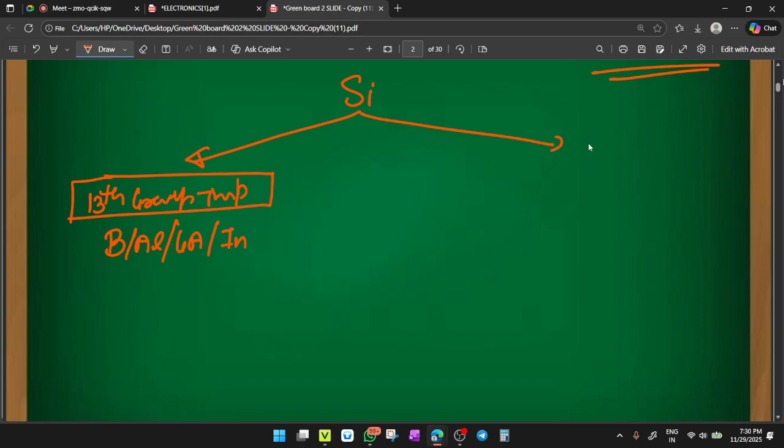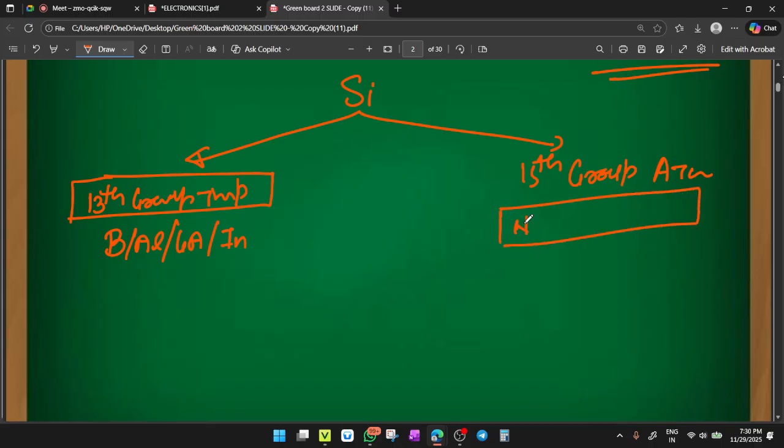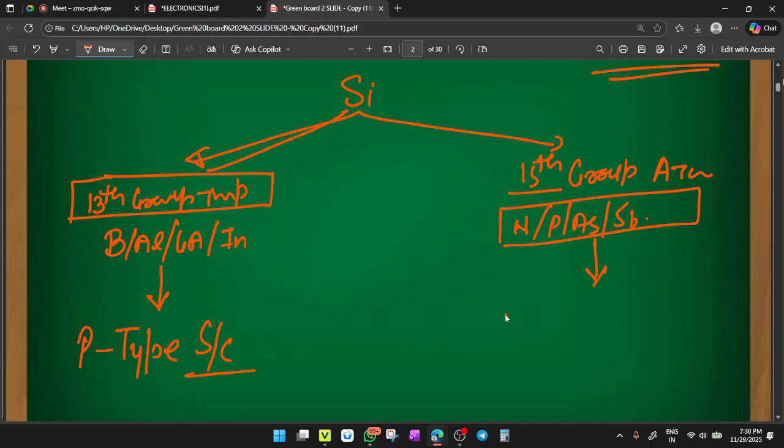And on the other hand, doping with 15th group elements, atoms. 15th group atom means nitrogen, which is a gas, so we can't use this, but you can use phosphorus, arsenic, antimony. Okay. So when you dope it with a 13th group element, a new semiconductor is formed with the name P-type semiconductor. And when you add the 15th group impurity, the semiconductor formed is called N-type semiconductor. Clear?